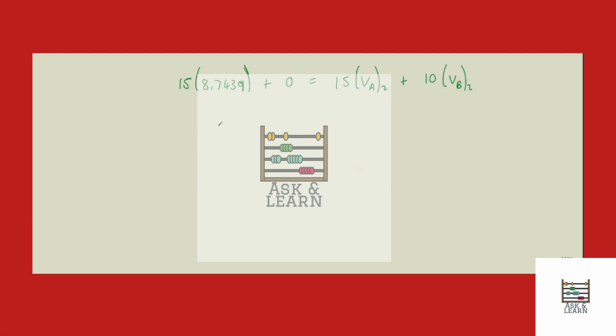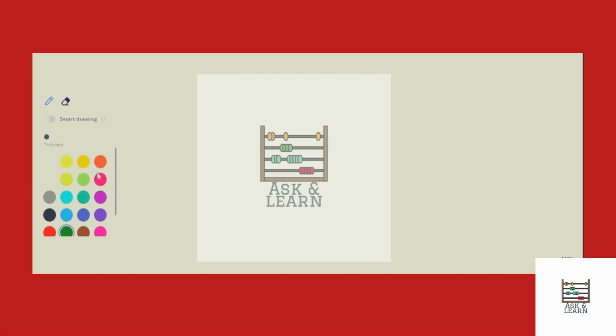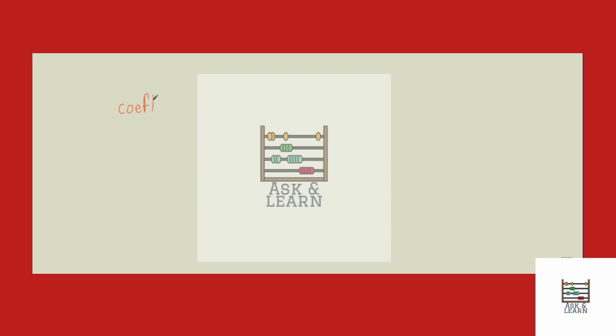Simplifying this equation, we get 3 VA2 plus 2 VB2 is equal to 26.2317. And we'll call this equation number 1. So this is an equation with the final velocities of the two blocks, both of which are unknown. So we need to set up another equation. And we'll do this by using the coefficient of restitution.